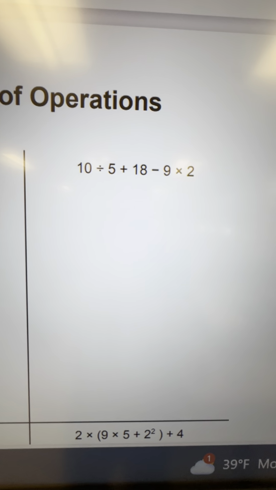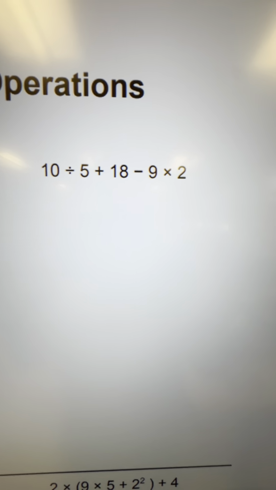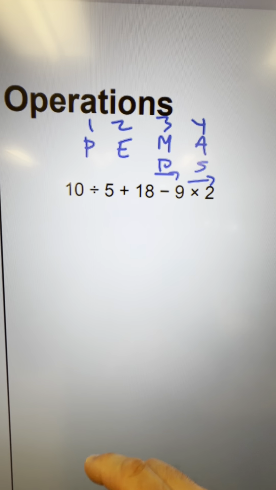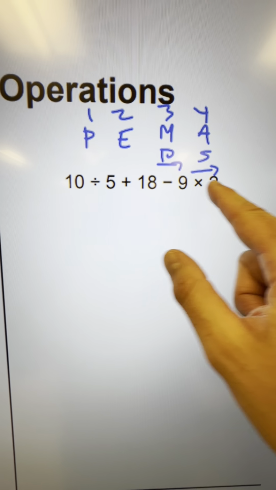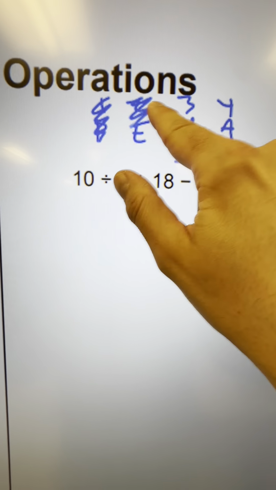All right, here's example number 3. So remember, I would recommend putting that checklist. You don't have to, but have it somewhere available so you know you are following the order of operations. So I wrote it down here, my little checklist. So parentheses, no parentheses. Step 2, exponents, there are no exponents.